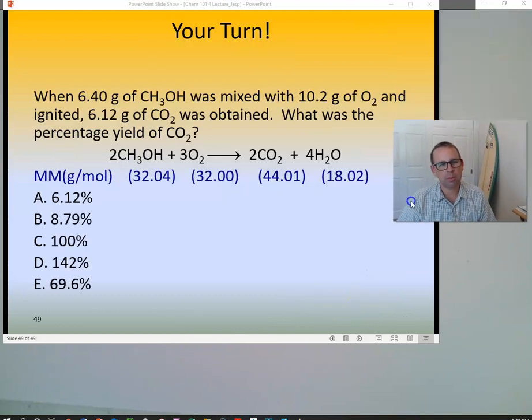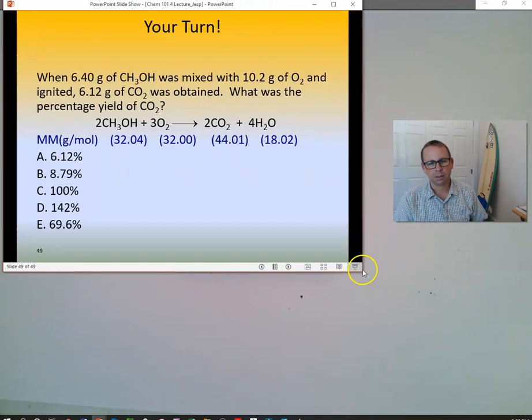So here's an example of a problem. When 6.4 grams of CH3OH, that's methanol, is mixed with 10.2 grams of oxygen gas and ignited, combustion, 6.12 grams of carbon dioxide was obtained. What was the percent yield of the carbon dioxide?